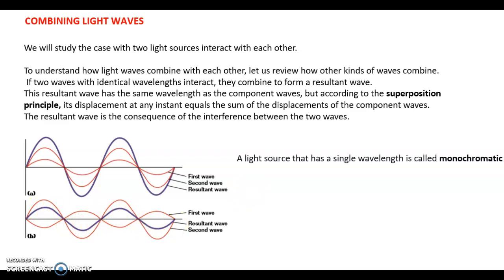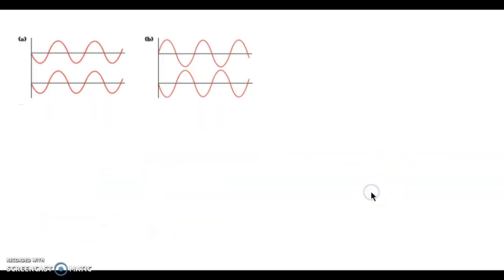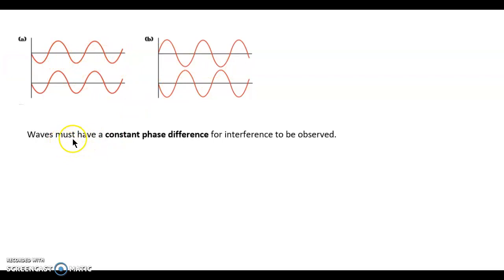A light source that has a single wavelength is called monochromatic, and we always prefer to use a laser source as a monochromatic light. So this is the demonstration we could see here. Waves must have a constant phase difference. This is the condition for interference to be observed.